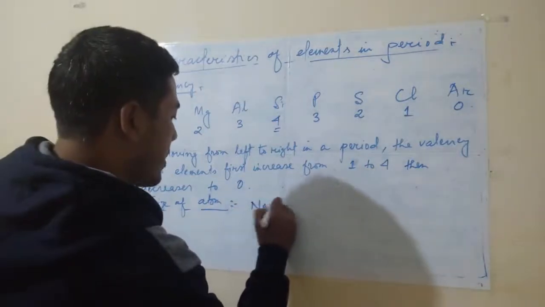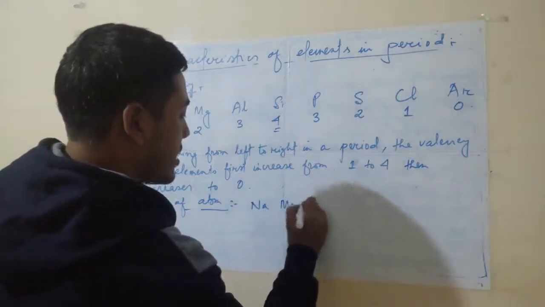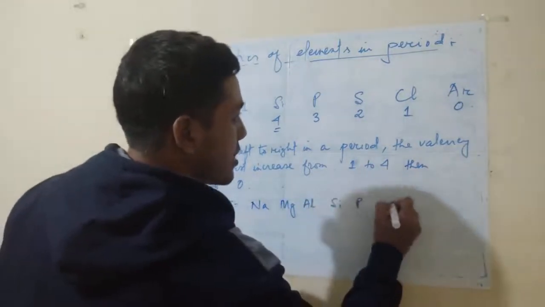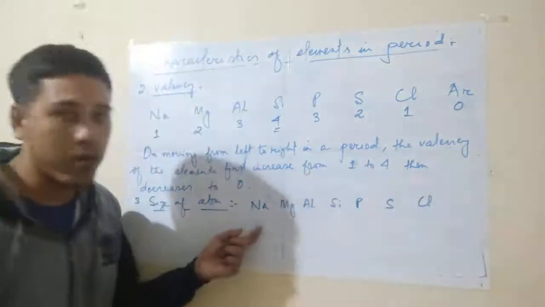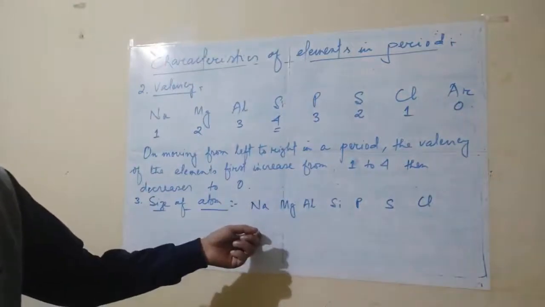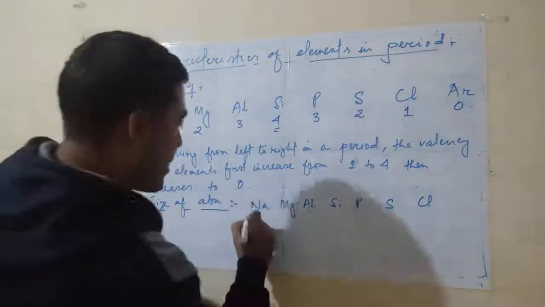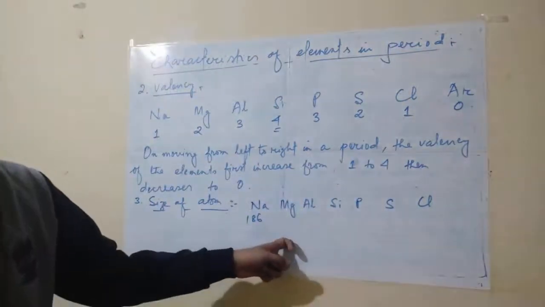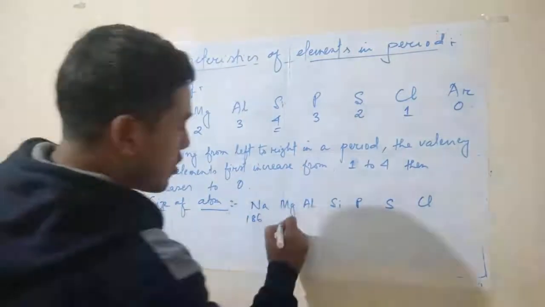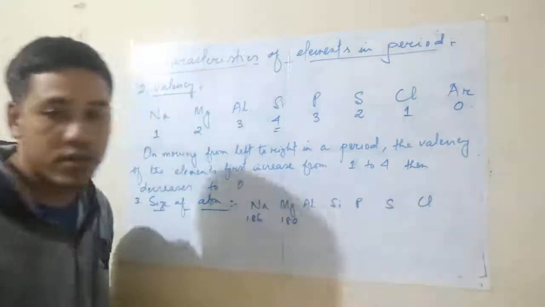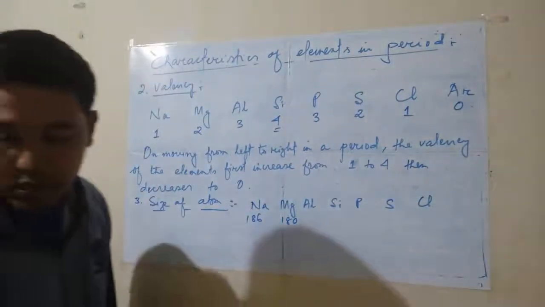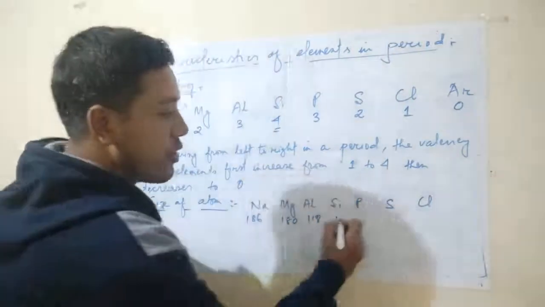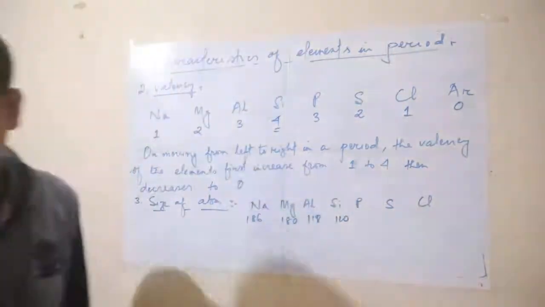Okay, sodium, magnesium, aluminium, silicon, phosphorus, sulfur and chlorine. Now look here, the size of the atom of sodium is 186 picometer. Next, magnesium is 160 picometer. Next, aluminium is 143 and silicon is 118.